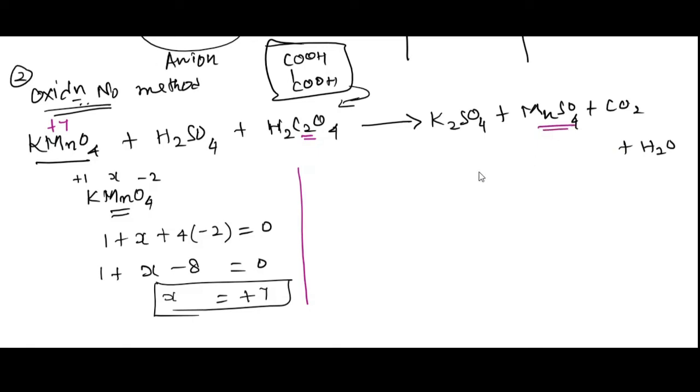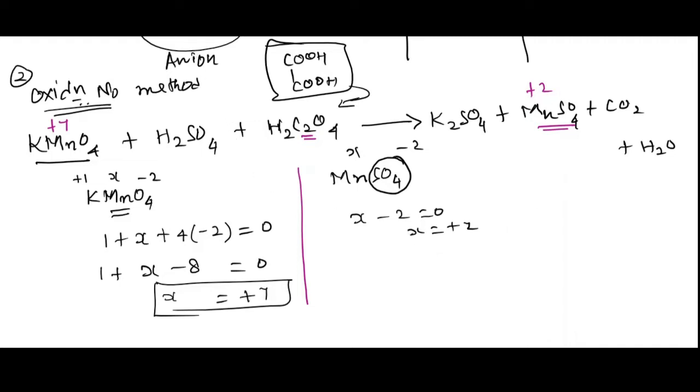Present in manganese sulfate, let us find the oxidation state of manganese in manganese sulfate, MnSO4. We know for sulfate it is -2. You can take it like this very simply: sulfate is a divalent anion. Therefore, put x, and x - 2 is equal to 0. So x is equal to +2. That is the oxidation state of the manganese present in manganese sulfate.